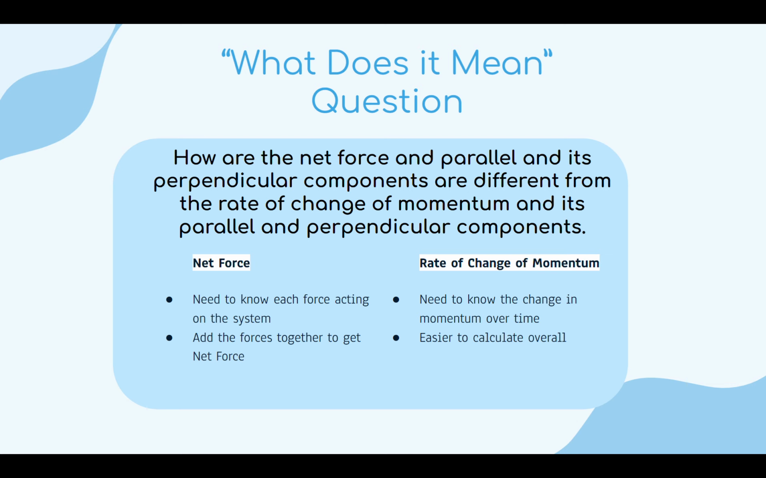And also for the what does it mean question, it asks how the net force and its parallel and perpendicular components are different from the rate of change of momentum and its parallel and perpendicular components. What we find is that for the net force, you need to find each force acting on the system, and you add these forces together to get net force. But the rate of change of momentum, you just need to know the change in momentum over time. And it's easier to calculate because you don't need to know every different force acting on the system.